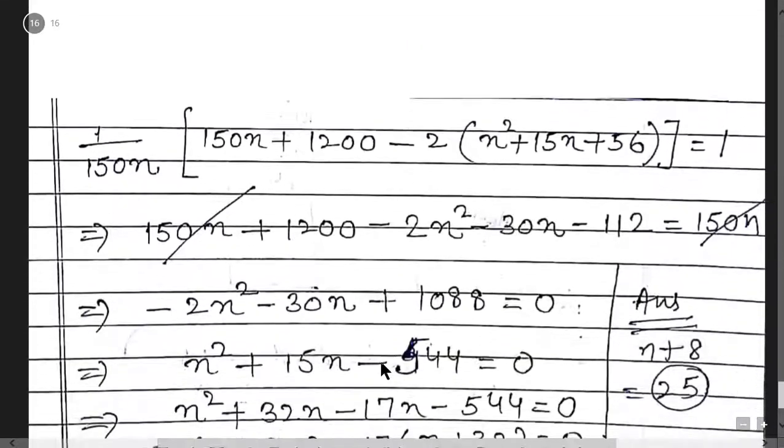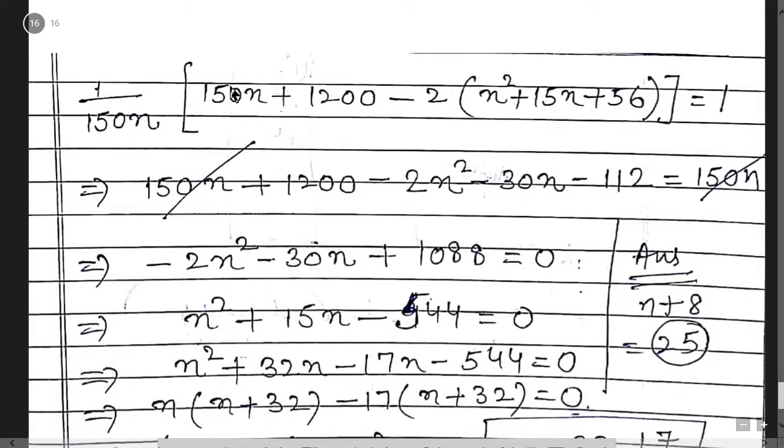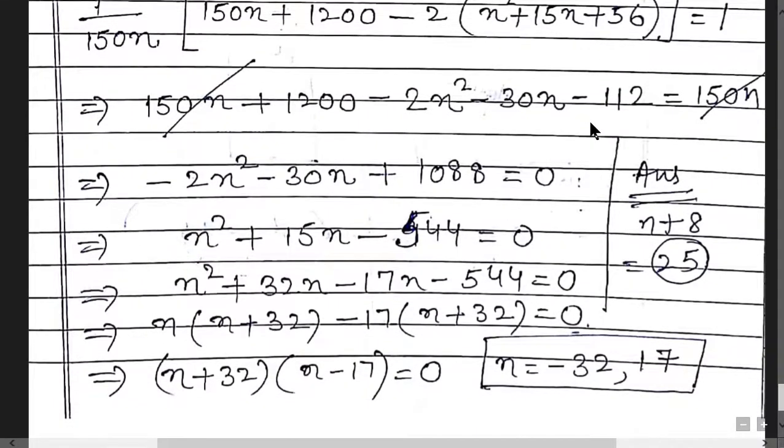Now open the bracket here. 150n plus 1200 minus 2 into n square plus 15n plus 56. Then 150n is multiplied by 1, that is 150n. Why is it equal to 1? Because 1 work is there. This total value is equal to 1 because the work is 1. Minus 2n square minus 30n, then plus 1088 is equal to 0.